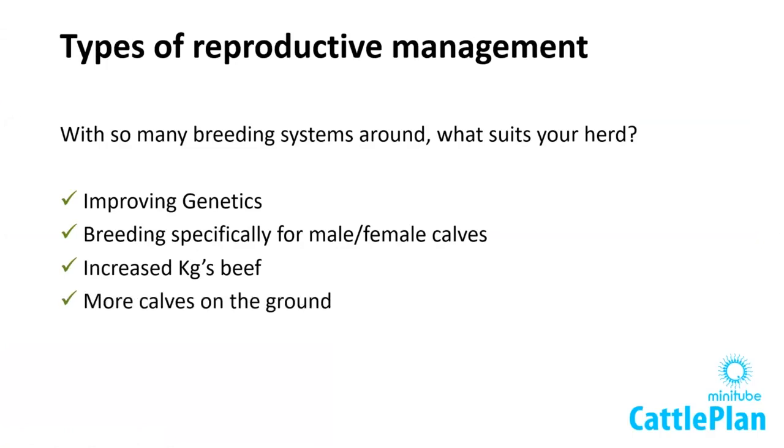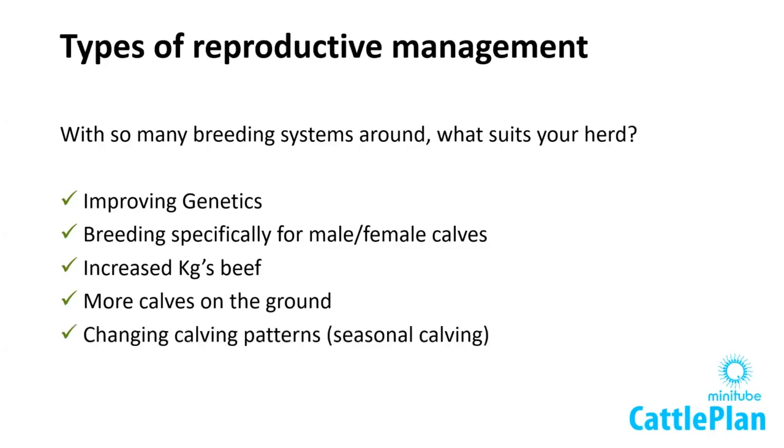Do you want more calves on the ground? Or do you want to change the overall calving pattern that you have? So, for example, if you join cows all year round, maybe you want to move that back to a 6 month or 3 month window. So you can plan what system fits you around what your breeding objectives are.